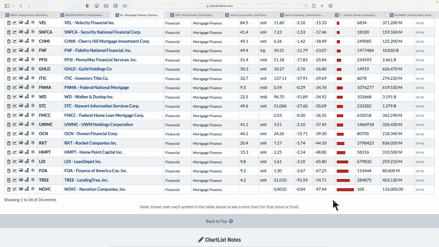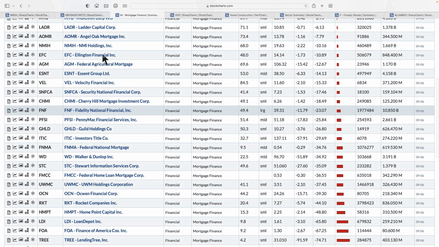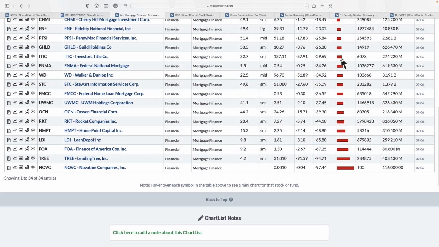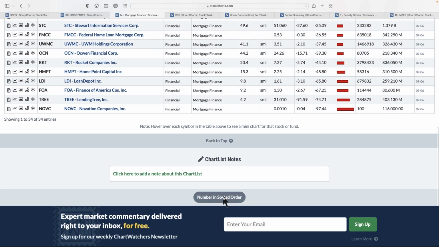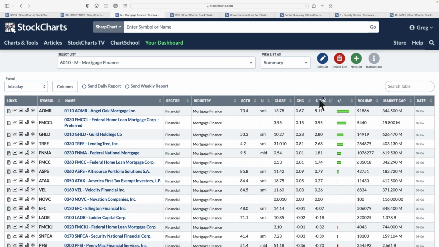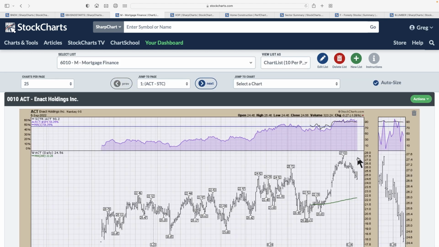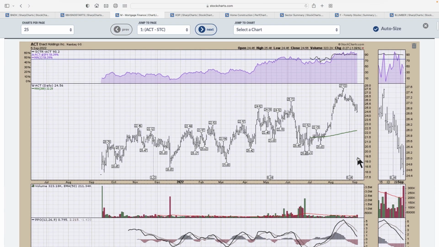And when we look at these charts since then, and we could click on these, I could set them in sort order. It's going to sort it by the name rather than this sort order if I just watched it this way. So if I want to save it in this sort order, which is ranked by performance, I would go down to the bottom of the list and hit number in sorted order, and then that's going to allow me to look at best to worst, and then as an example just change it from here to a gallery view or the chart look where we just scroll 10 or 25 per page.